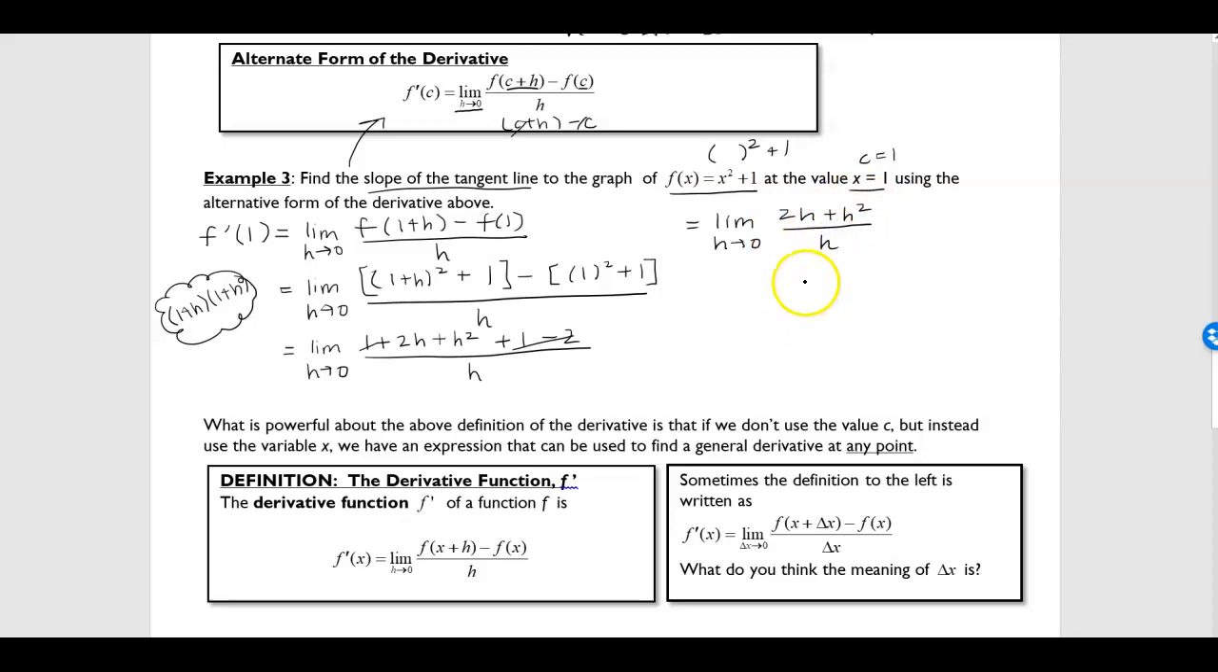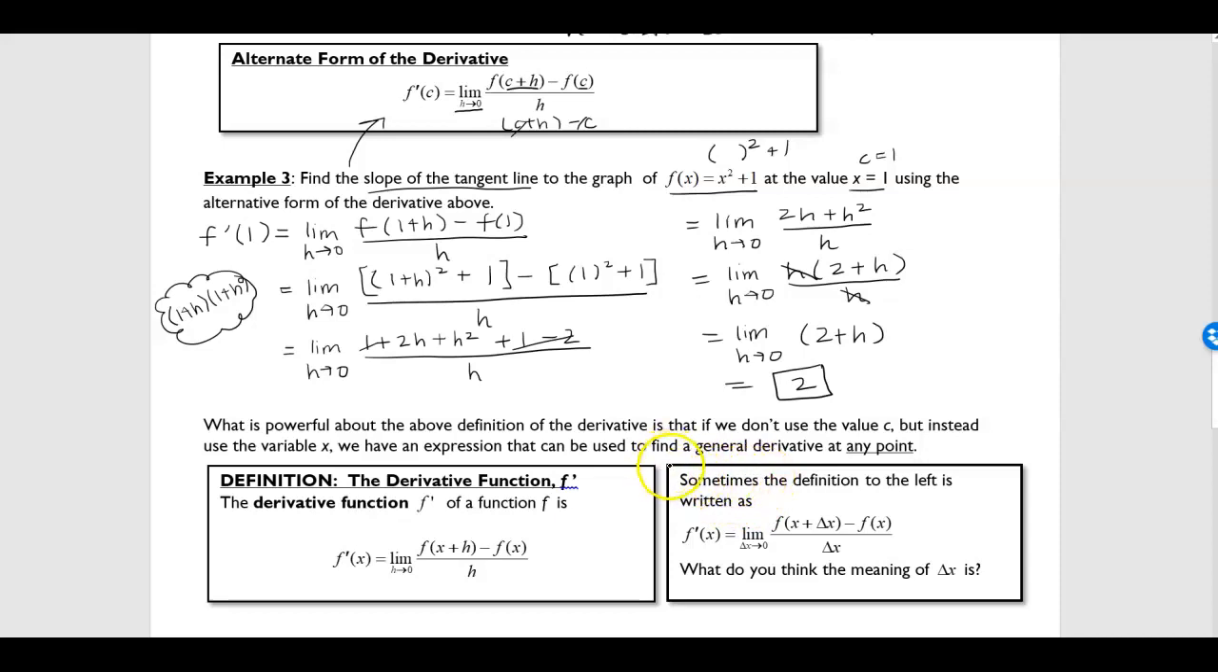Now what you should notice at this step is that every term that is left over should have an h in it, which means we can factor out an h. You can't actually just cancel out an h beforehand. I can't just cancel the h on the 2h and the h in the denominator. I have to be able to factor an h out in order to cancel. Now I can cancel. So I have the limit as h approaches 0 of 2 plus h. And now I can evaluate at 0 and I get 2.